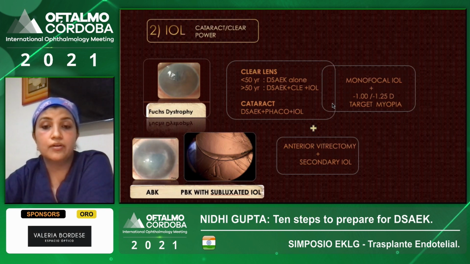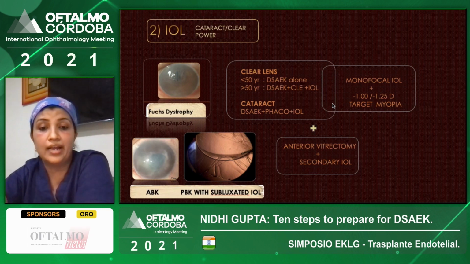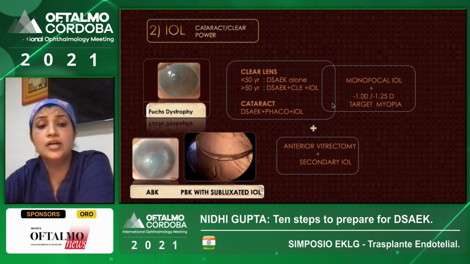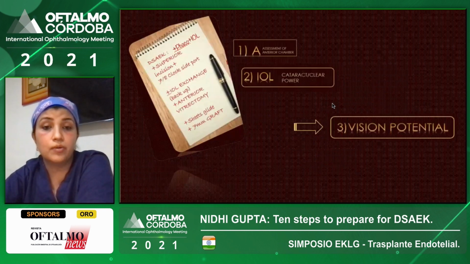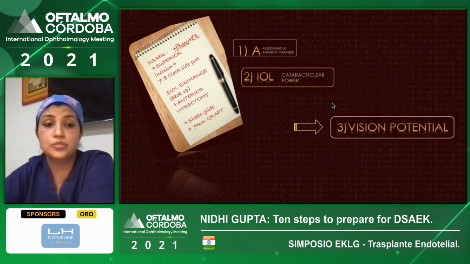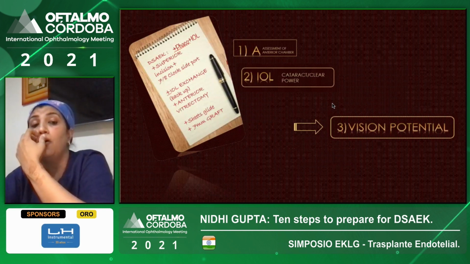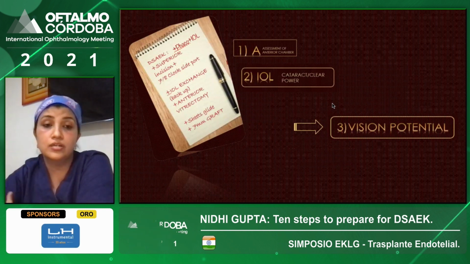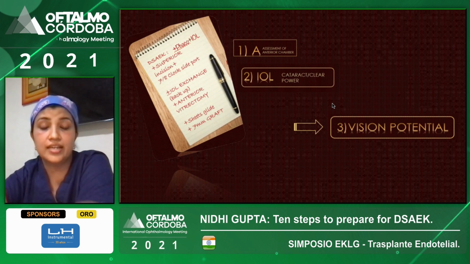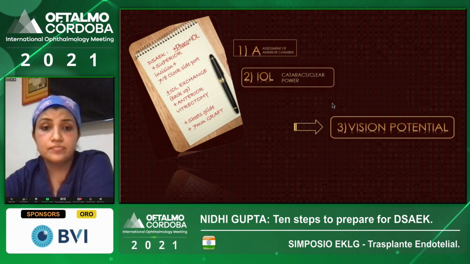You can always decide your IOL power depending upon the amount of myopia that you would want to target in patients, especially because you're adding tissue there. Also, you can combine this with anterior vitrectomy and secondary IOL. That will probably require a VR surgeon who is going to be doing the exchange with you. Or if you are a surgeon who wants to do an IOL exchange yourself, then it has to be pre-planned.